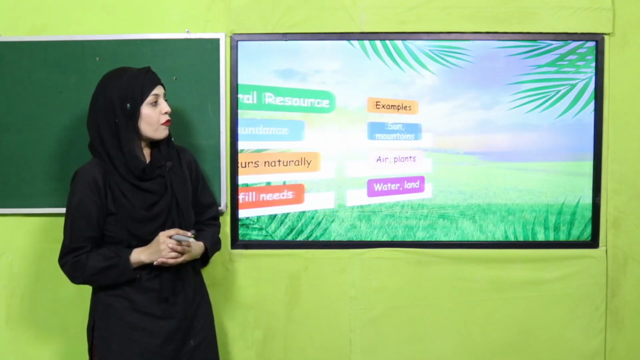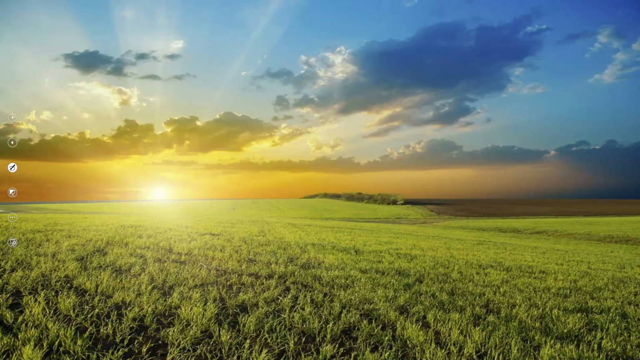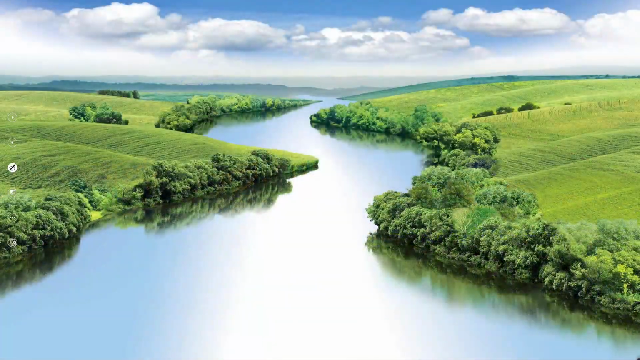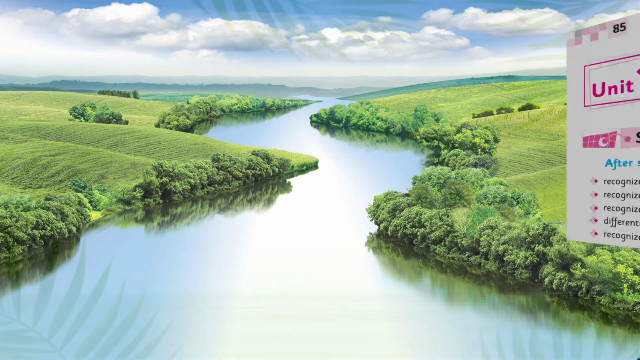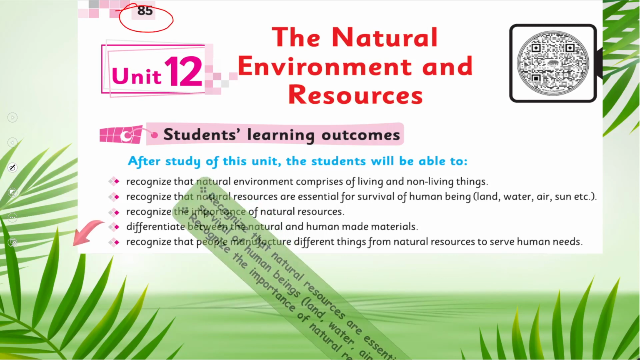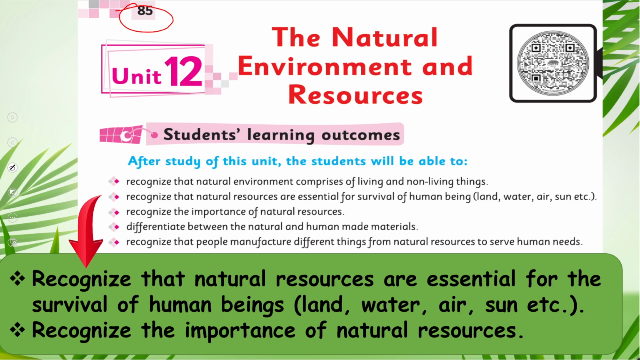Now we will move forward towards that. You can see here different natural resources, sun, plants, then mountains, then you can see water, air, clouds, these are all natural resources. Now we will move forward towards page number 85 where there are student learning outcomes given. Today we will do student learning outcome number 2nd and 3rd.